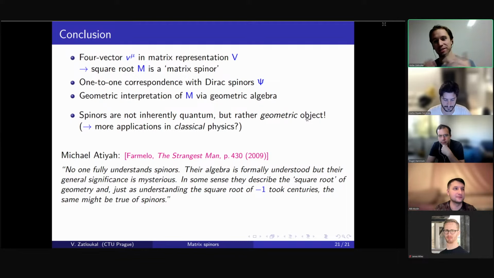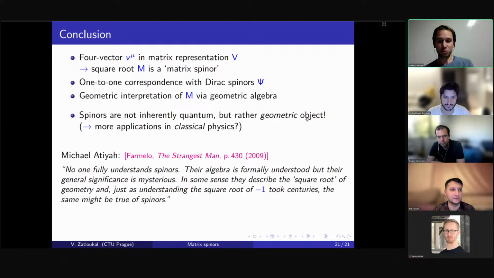I mean, of course, spinors are discussed in quantum physics; they are kind of a necessity to write quantum physics. In classical physics, perhaps they are not necessary, but they still have some nice geometric properties, and they might simplify some things, which Stanesh already pointed out, or maybe other people. And I would end with a popular quote by Michael Atiyah: no one fully understands spinors, and in some sense they describe the square root of a geometry.